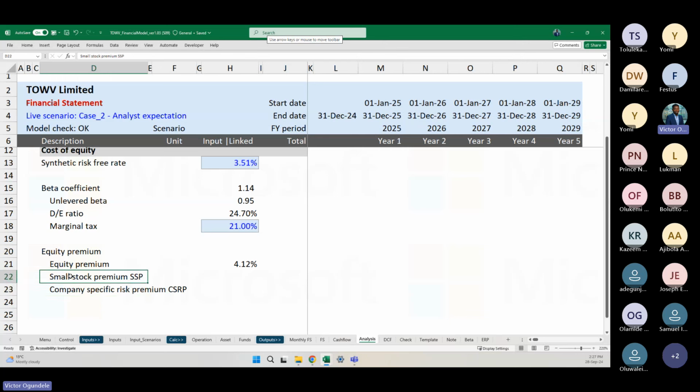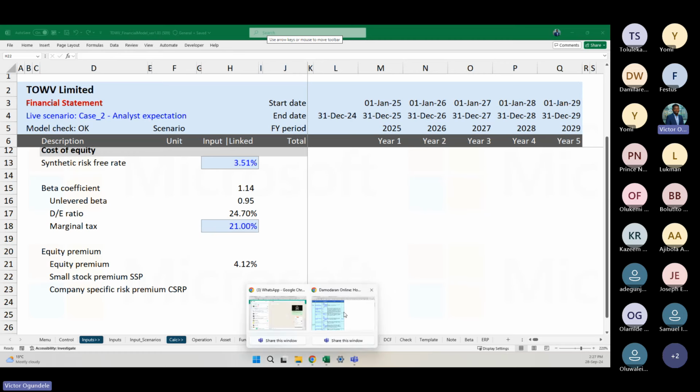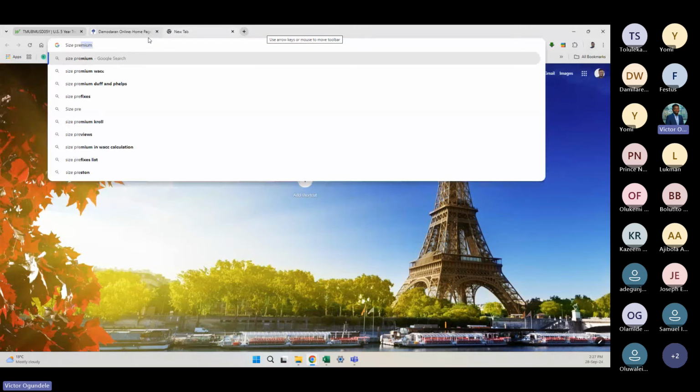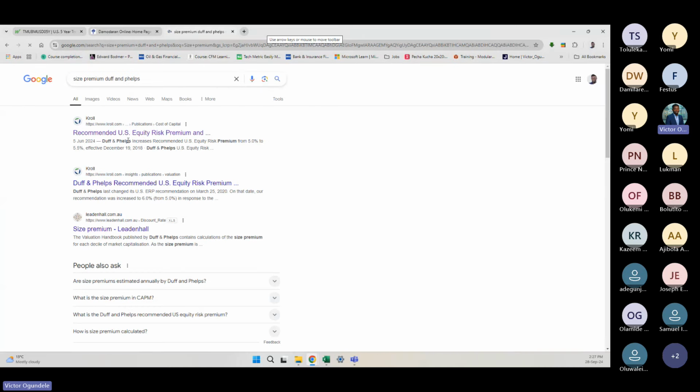What discount do you think we need to add, like an addition? But for small stock premium, there's data for that. Let me see if we can also get it online. I think we should be able to get it online. So we call it size premium. Okay, let me just check these guys first.